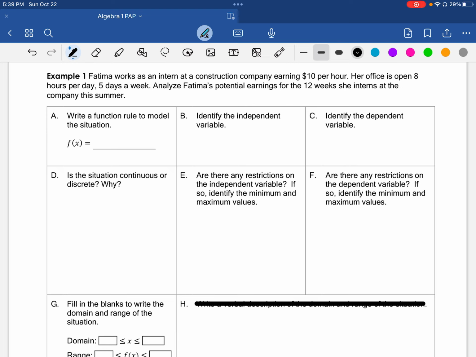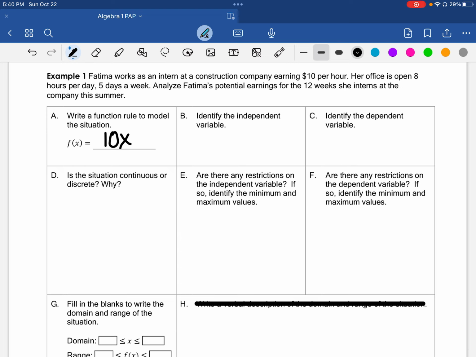The first thing we're going to do is write a function rule to model the situation. We're going to let f of x equal Fatima's earnings, and then figure out how much she would make per hour. Since she makes $10 per hour, we're going to let hours be the variable x, and the reason we're choosing x is because they've already chosen it for us in the function notation. And we're simply going to multiply 10 times x to find how much Fatima would make.